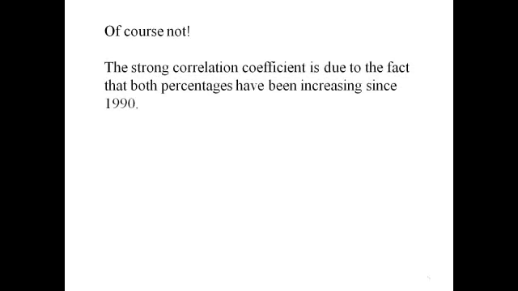It turns out that in the years since 1990, both the percent of women with bachelor's degrees and the percentage of births to unmarried mothers has been increasing. And so it turns out that the correlation coefficient calculated for these two variables is quite high. However, it doesn't mean that one causes the other. They're simply both moving in the same direction over time.